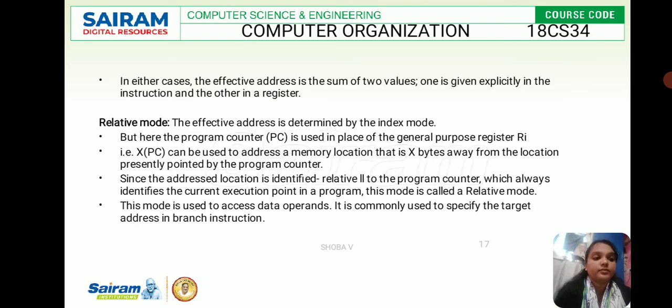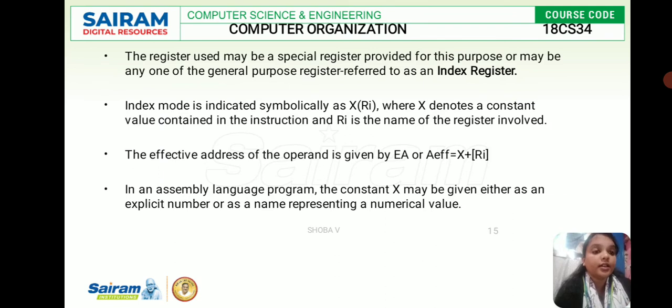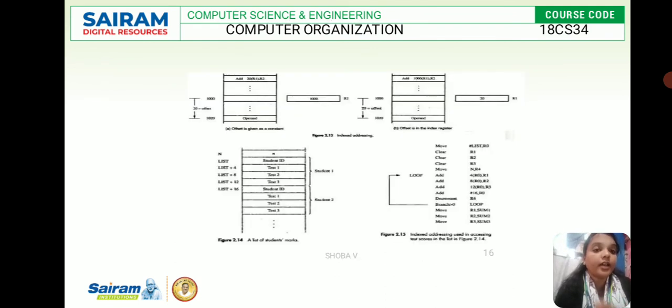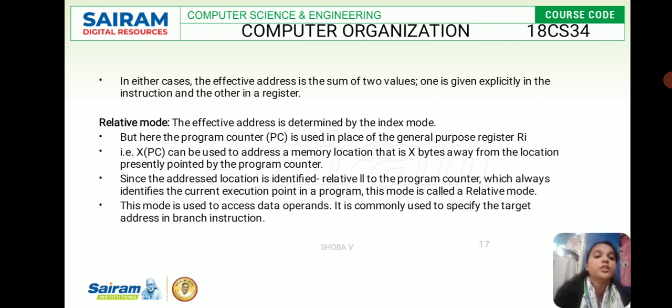Now the relative mode. In the relative mode, the effective address is determined by the index mode, with the formula x plus Ri. Here the program counter is used in place of a general purpose register. It is identified by the PC, which always identifies the current execution point in a program. This mode is used to access data operands or instructions, and it is commonly used to specify the target address in the branch instruction.